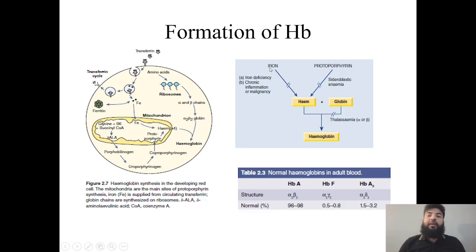On the other hand, on the right, you can see if there is decrease in the iron level, for example, in certain inflammation or malignancy, there is a lot of cytokine which is produced in chronic inflammation such as IL-6. So it inhibits the absorption of iron, and also interferes with the metabolism of iron, leading to decreased heme formation and ultimately hemoglobin.